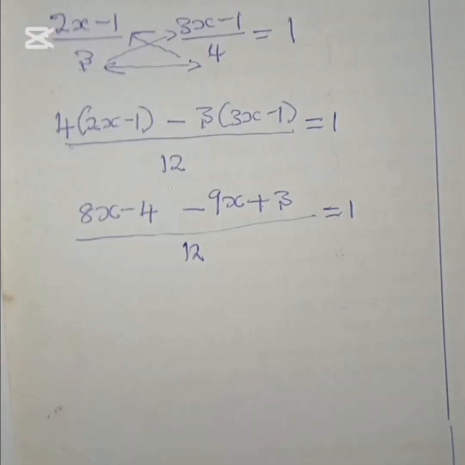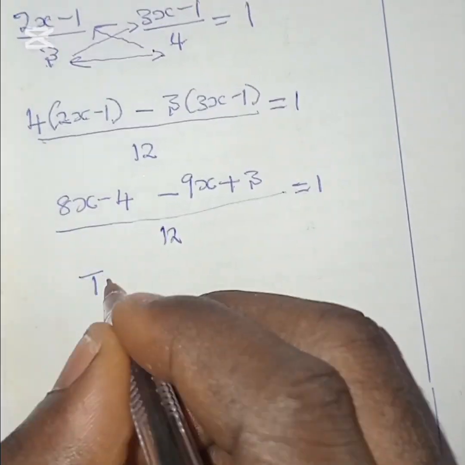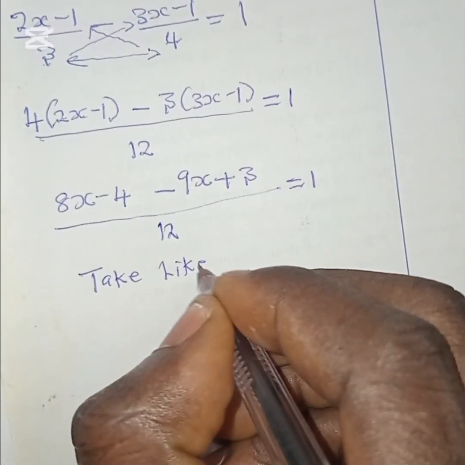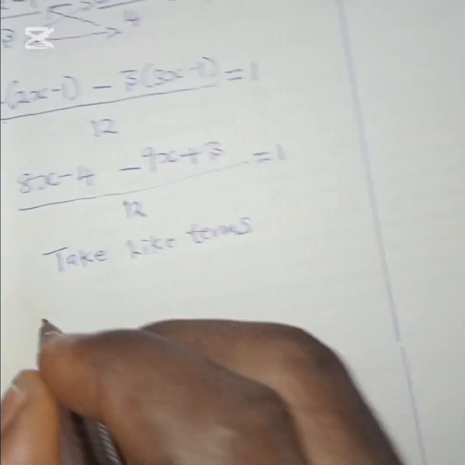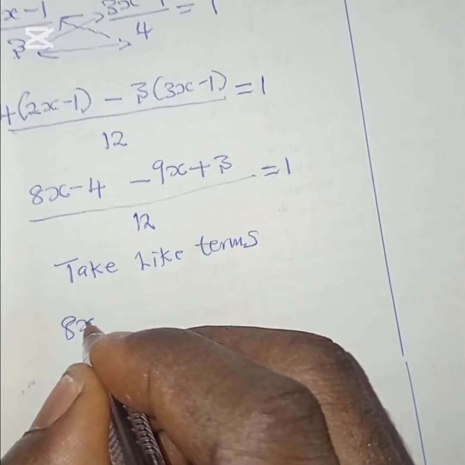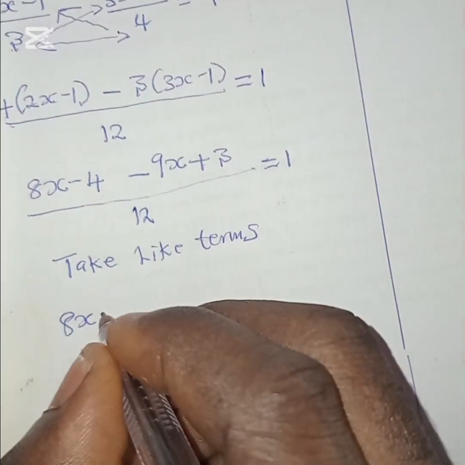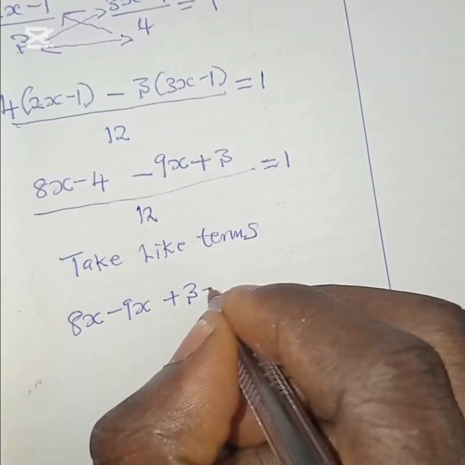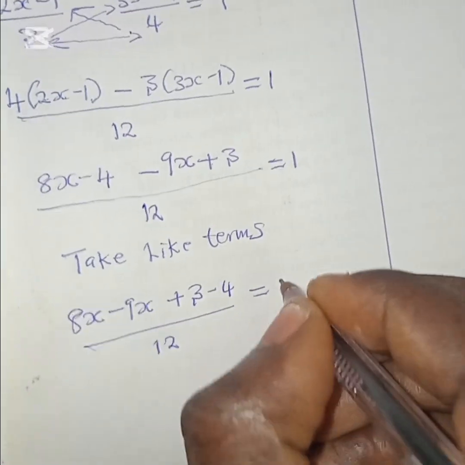Now, let's go to the next step. The next step, you take like terms. Say, take like terms. So, you put 8x, then you bring 9x close to where you have x. You have minus 9x, and say plus 3 minus 4, all over 12 is equal to 1.